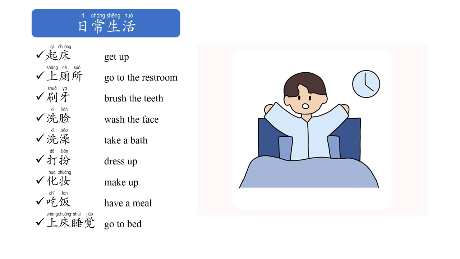For lunch, you say 吃午饭. 午饭 means lunch, so 吃午饭, to have lunch. And for dinner, it is 晚饭, so you say 吃晚饭, to have dinner. And at the end of the day, this is what everyone has to do. 上床睡觉. 上床睡觉 is to go to bed. I hope you have enough time for sleep each night.